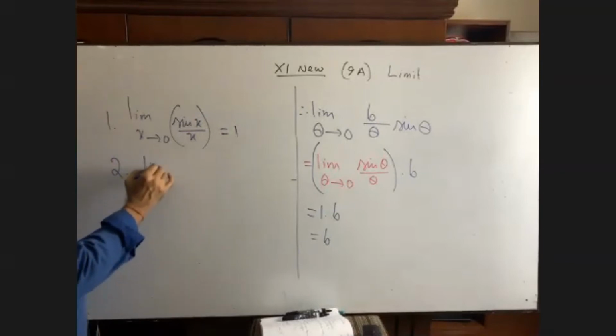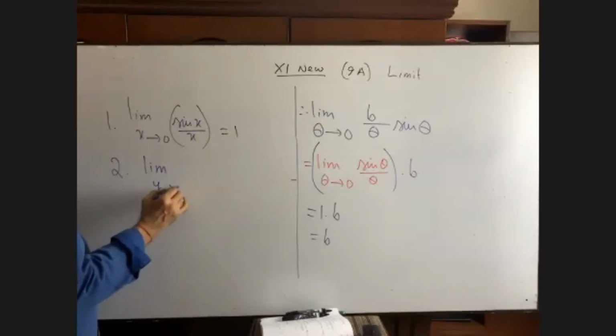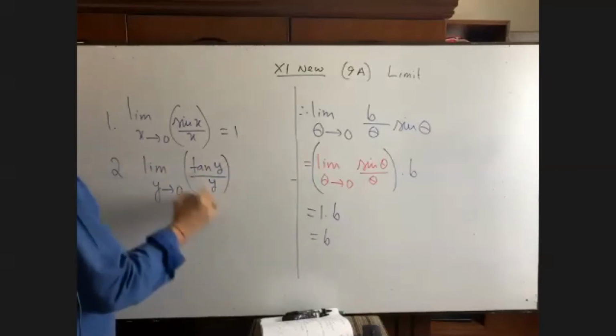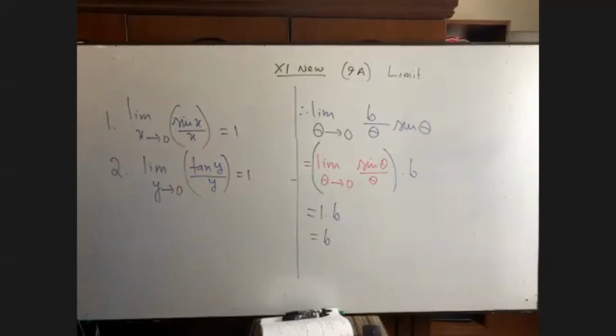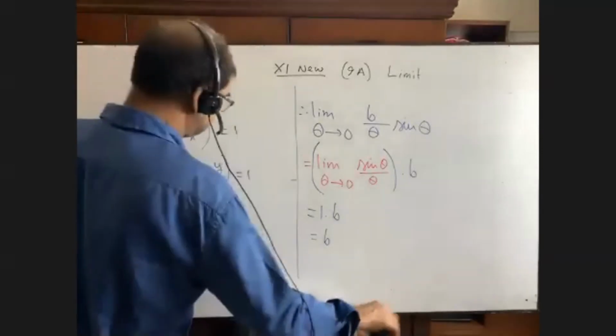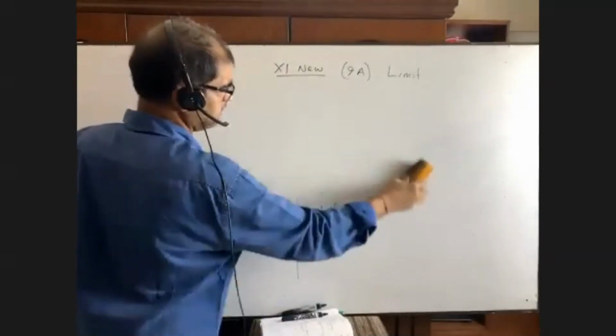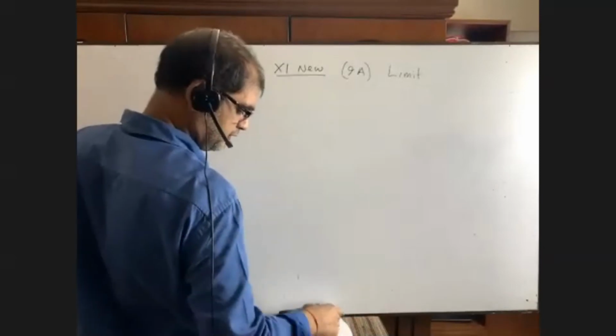Limit, suppose y tends to 0 tan y by y. Example I'm giving. For sine and tan, it is always 1. This is our formula in this exercise. It can be alpha, it can be theta, it can be gamma, it can be beta, whatever it is. But today I'm not going to prove it, because if I prove it, you will run from me. You will flee away.